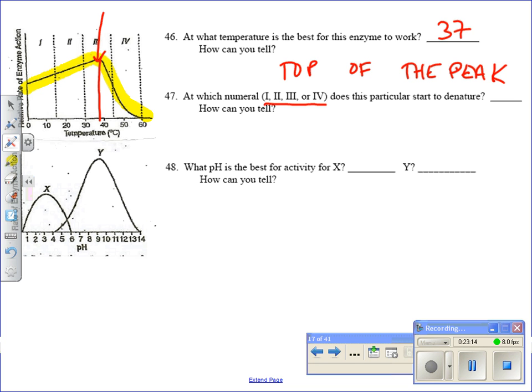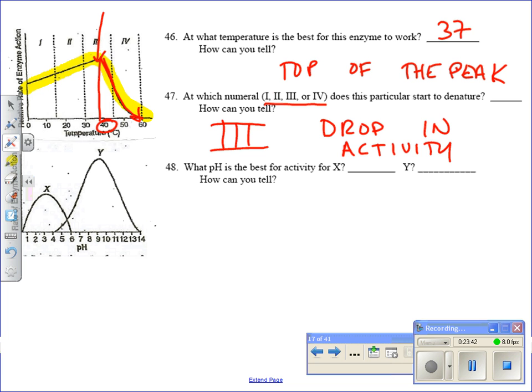Which number, Roman numeral 1, 2, 3, or 4, does it start to denature? Denaturing means that it loses its shape. So when it starts to denature, what happens is you'll see enzyme activity start to drop. See the little red highlighted area there, how it starts to drop? So the denaturing process actually occurs in the Roman numeral 3 section. What do you look for? You look for a drop in enzyme activity. That's how you spot it.